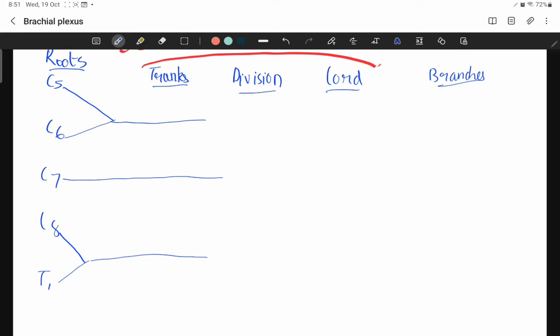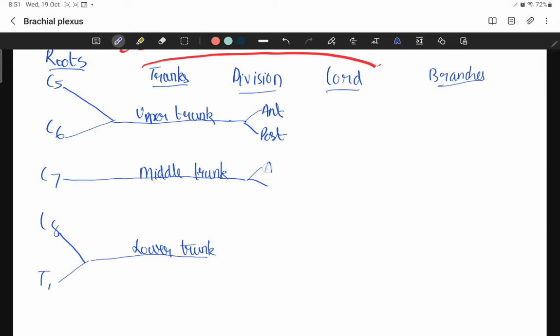Okay, so I'll just write that down. Upper trunk, middle trunk and lower trunk. Now division. Each trunk forms an anterior and a posterior division. Anterior, posterior, anterior, posterior, anterior, posterior. I wrote it like this for ease of drawing. Okay, that we'll come to know.